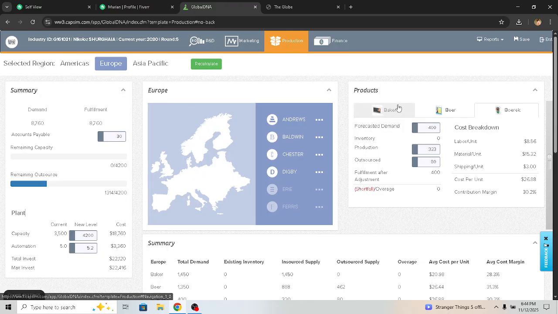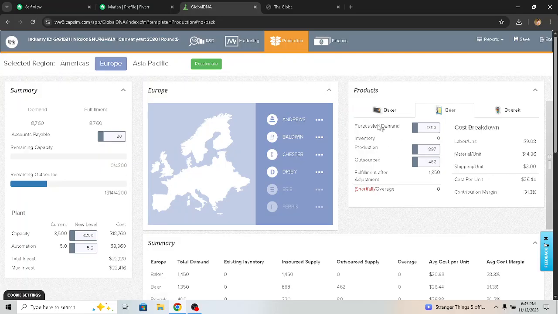So here, Baker is the first product. We had a demand of 1,450, so we produced 1,464. We factored in the shortfall, and cost per unit is 20.98, and the contribution margin is 28.3. That's the best we could achieve here, but we'll balance it with the other product so that we can get an average of 30.